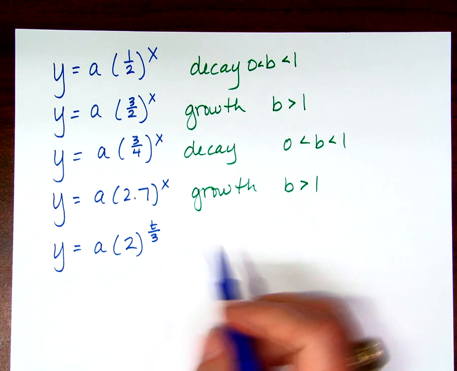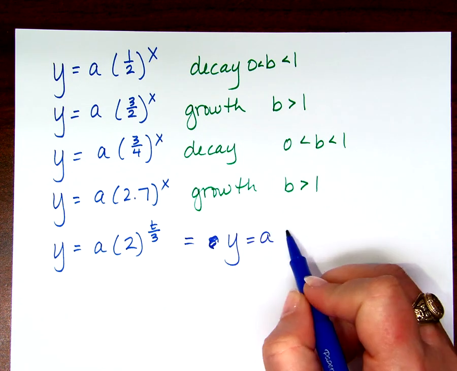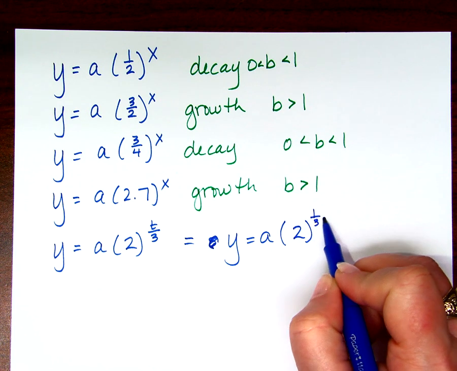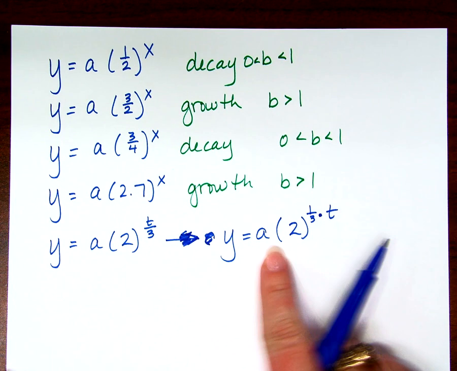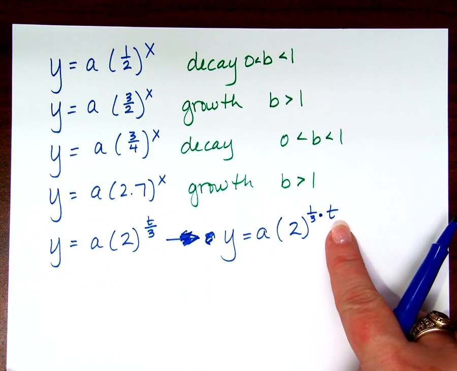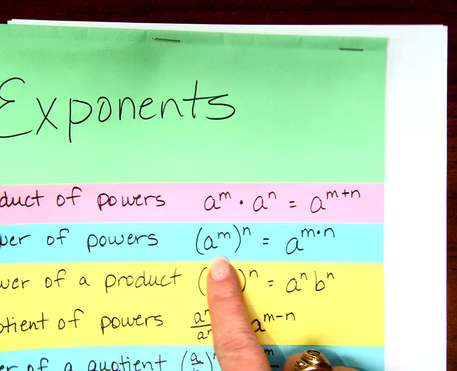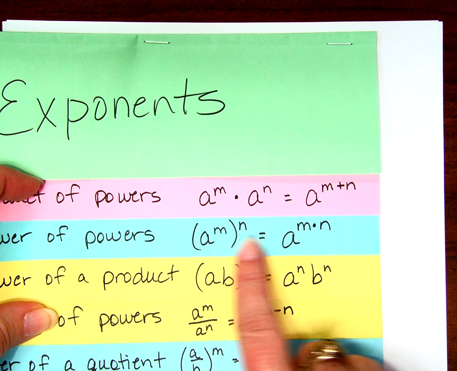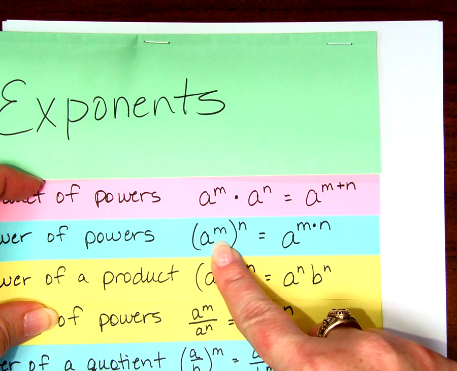So what if I rewrote this problem like this? Y equals a times 2 to the 1/3 times t. You think I'm allowed to do that? You think I'm allowed to rewrite it like this? Isn't t over 3 the same as 1/3 times t? It is, right? So that's fine. Now if I use this power of powers rule, if I know this is true, can I go backwards? Are these two truly equal? If they're truly equal, I should be able to go backwards, right?